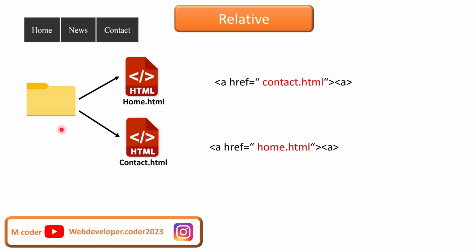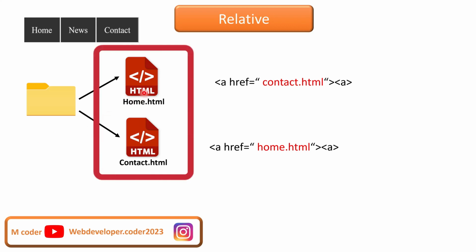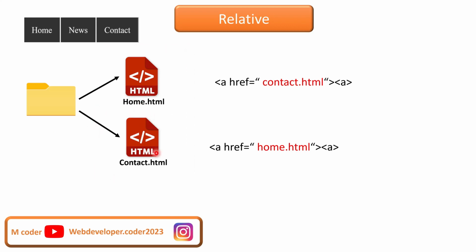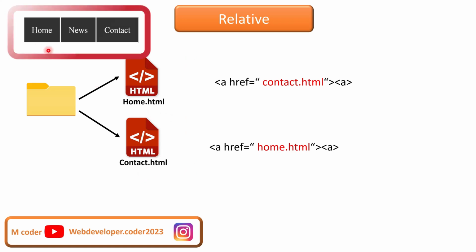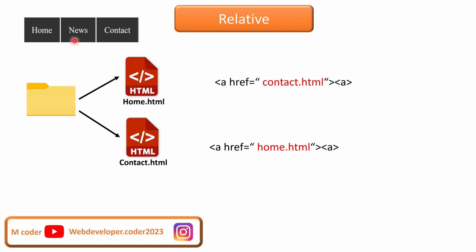Suppose this is a folder in which we put the website files and folders. Inside this folder we have two files, home.html and contact.html. We have a menu like this, one of which is linked to contact.html and the other is linked to home.html. Now we want to give a link from the home page to the contact page. How do we address it?